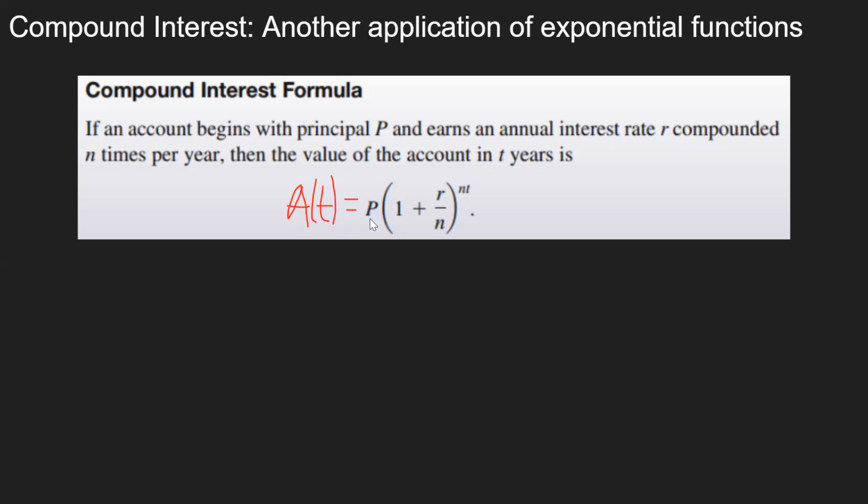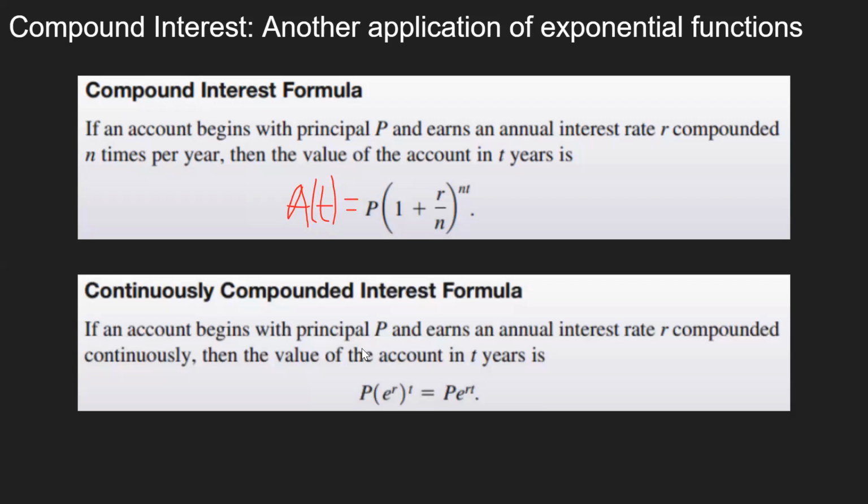is equal to the initial amount present times the quantity 1 plus r over n, where r is the interest rate as a decimal, n is the number of compoundings per year. Notice it's up here in the exponent as well, and t is the number of years. So that is for a finite number of compoundings per year.